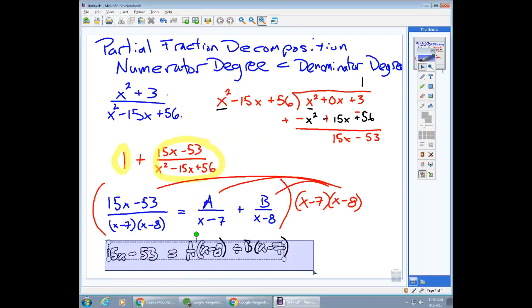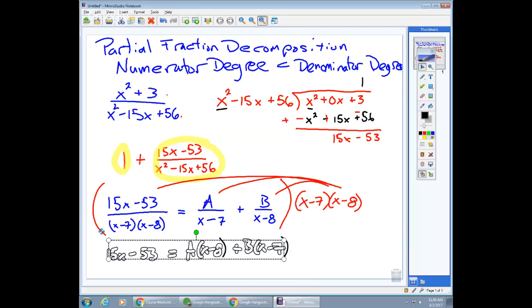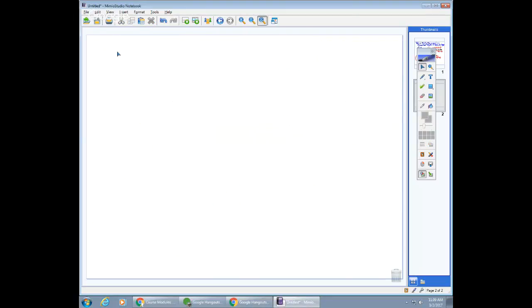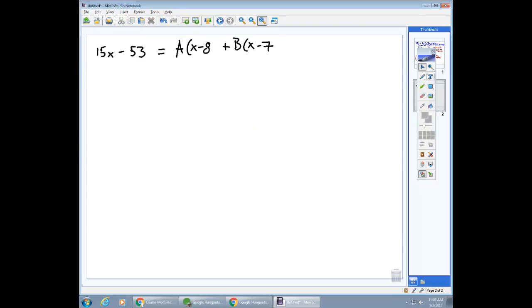And so then it's this thing here. Oops, missed part of it. Still missed some of it. Oh well. Back to a new screen. We have to figure out what to do with that. Two techniques there. One technique the book says is to multiply everything out on the right and then combine like terms. The other way is to pick convenient values for x. So I did a few examples yesterday. I picked convenient values. I'm going to show the other method today.